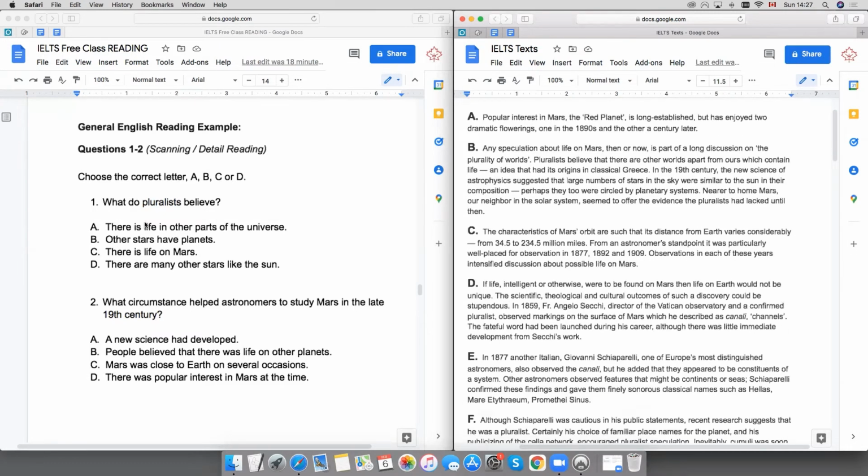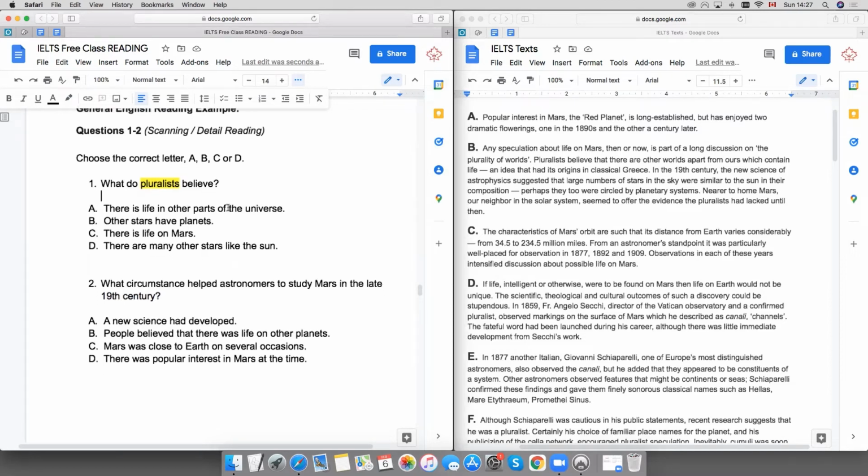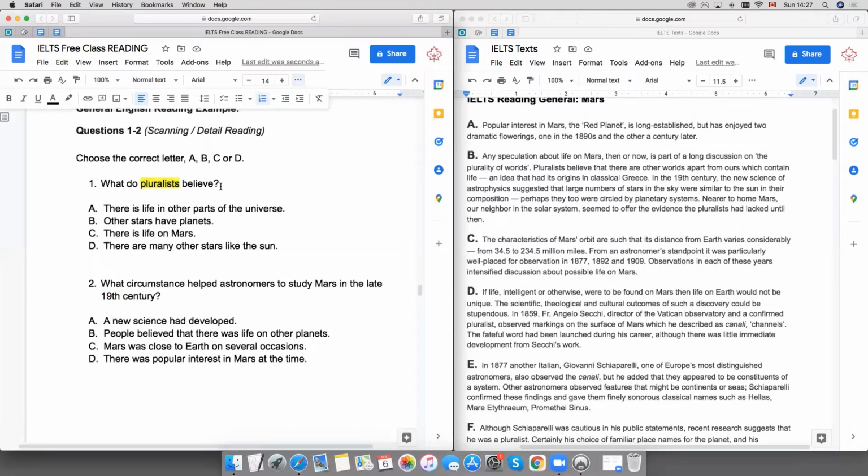So anyways, our first question here, what do pluralists believe? So that's pretty obvious what we're trying to do here. Pluralists. You probably don't know what a pluralist is. I don't know what a pluralist is, but the good news is we don't really care what a pluralist is, right? We are just looking for the answer. They've done something nice, even though they're using a word that maybe we're unfamiliar with, that's our keyword. If we go through to our text, we can generally assume, especially on the IELTS General, that our questions are going to come in order from the beginning of the text down to the bottom.